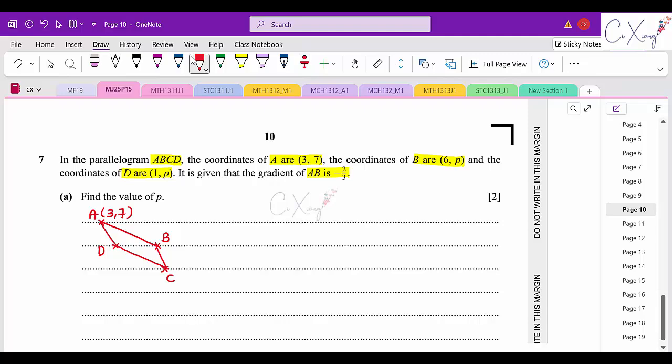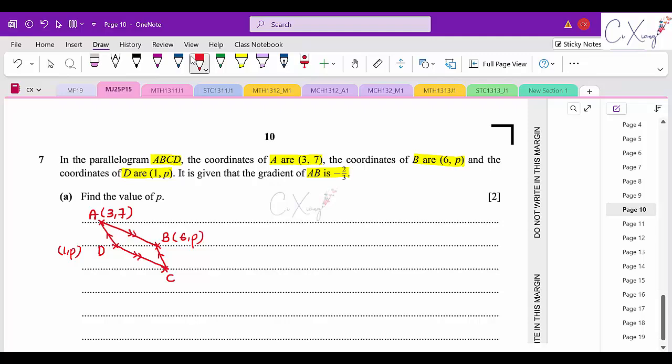AB and DC are parallel, and DA and CB are parallel. Then I have (6, p) here, and this is the coordinate (1, p). C, I don't know the value. Of course, this is not the correct diagram. If you want it to be more accurate, you can plot it, but in my suggestion, we do not need to spend too much time on plotting the graph.